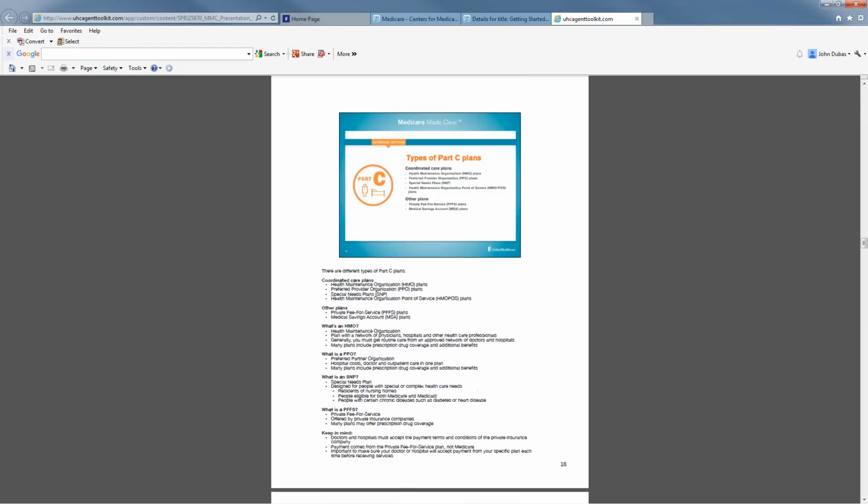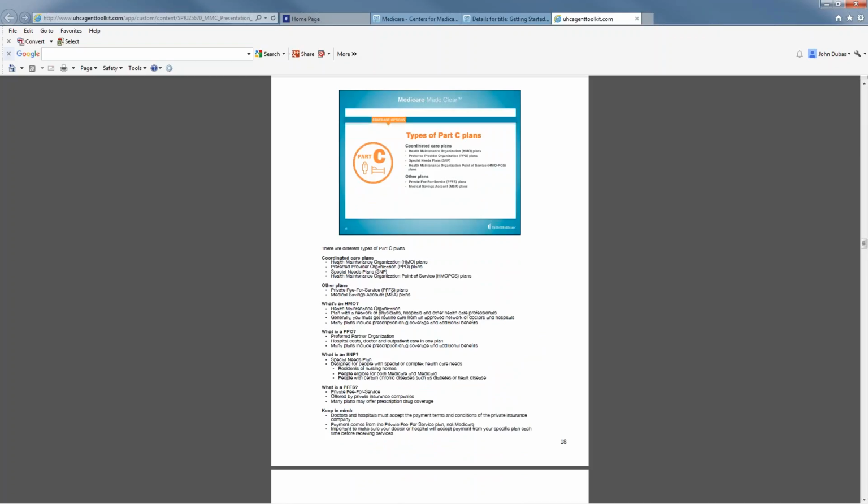You have different plan types that are available as part of Plan Part C programs. You have coordinated care programs, which will include HMOs and PPOs and the special needs plans, the SNP that we referred to earlier. You may even have a health maintenance organization with a point of service option available. There are a couple of other programs that are available in certain markets, and they include private fee-for-service programs and Medicare savings accounts. There are fewer and fewer of these available each and every year.